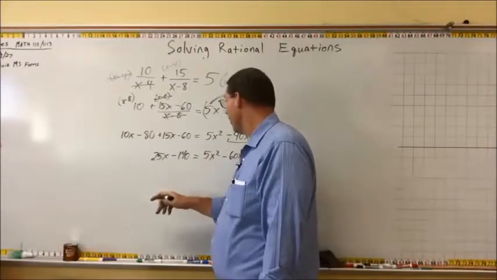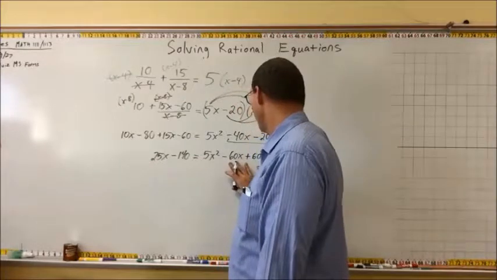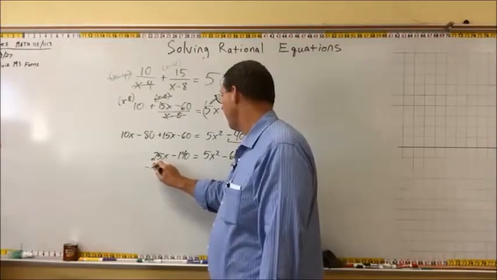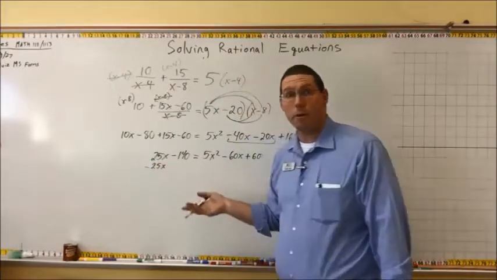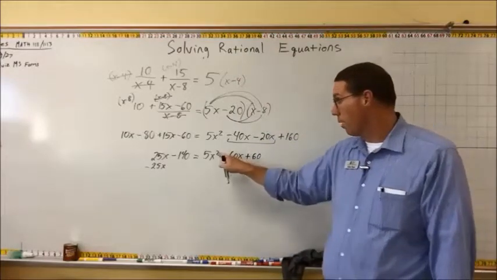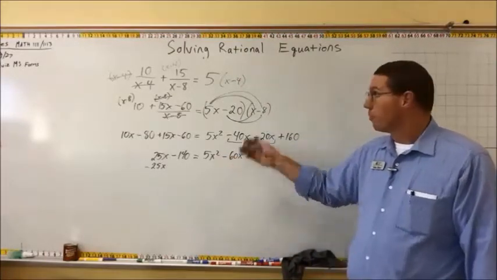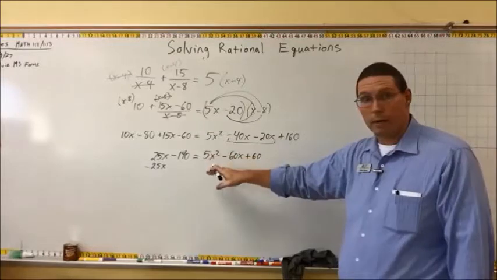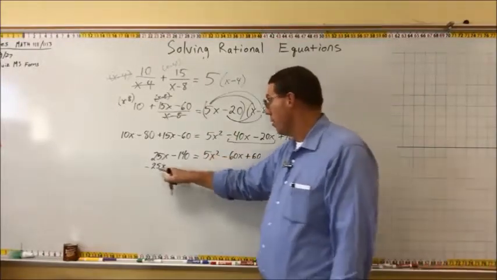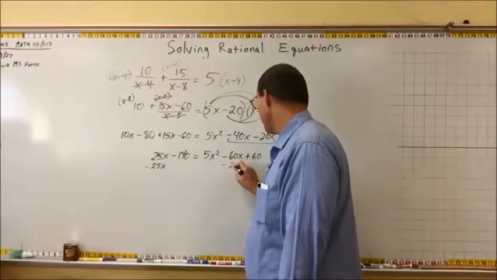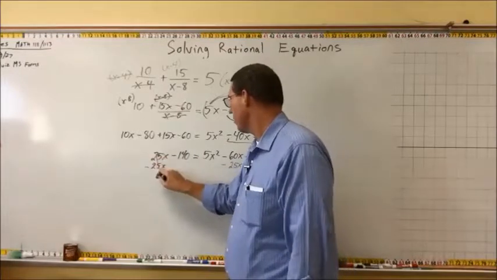So now I can move all these items over here. So I'm going to subtract 25x because I got to set it equal to 0. It's a quadratic equation now. It's got a square power, right? So I've turned my rational equation into a quadratic equation. I have to set it equal to 0. Minus 25x, minus 25x. That cancels.